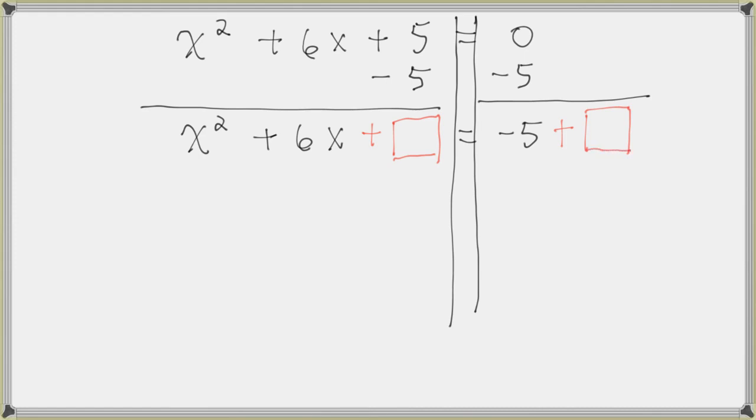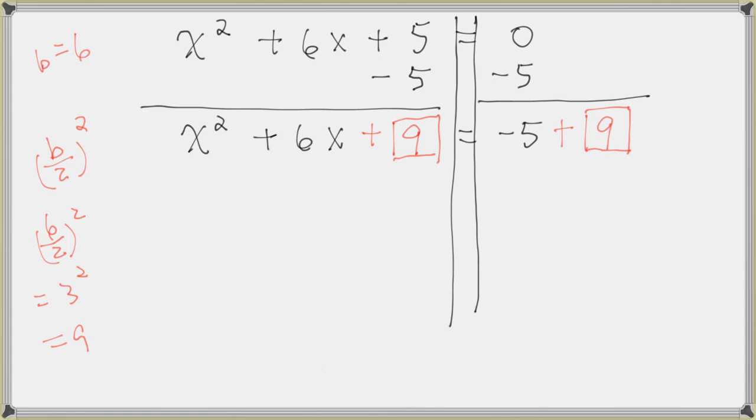I need to add a square number to the left, and I need to add a square number to the right. What's this square number? Remember, we need to add (half of b) squared. And our b is 6. So (half of b) squared is (6 over 2) squared. That is 3 squared. That is 9. So we're adding 9 here. We're adding 9 to the right side also.